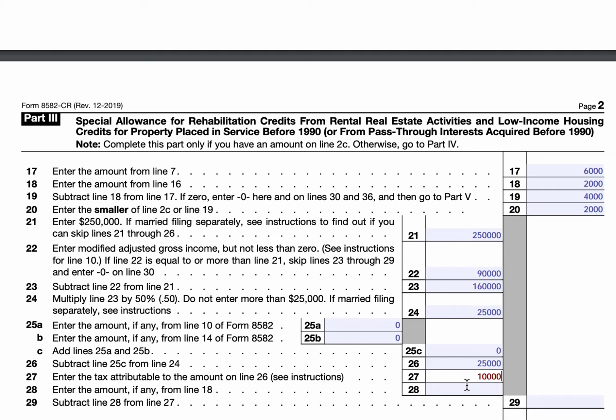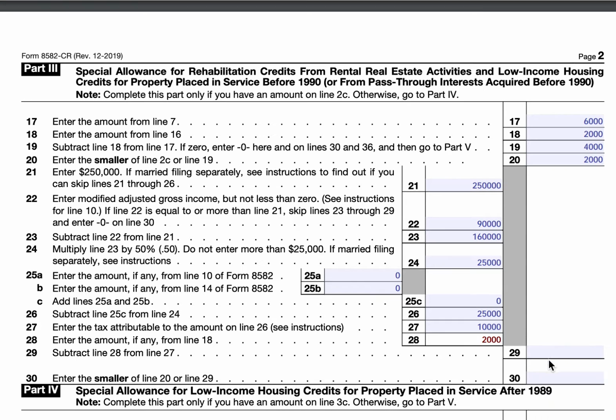And then we're going to enter the line 18 amount in line 28. We're going to subtract line 28 from line 27. That gives us $8,000. And then we're going to take the smaller of either line 29 or line 20, which happens to be $2,000.